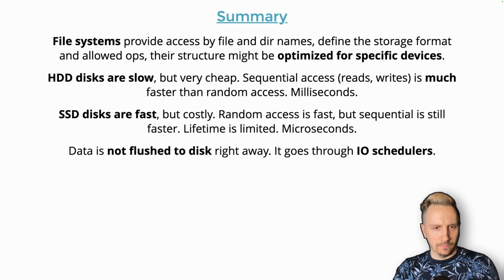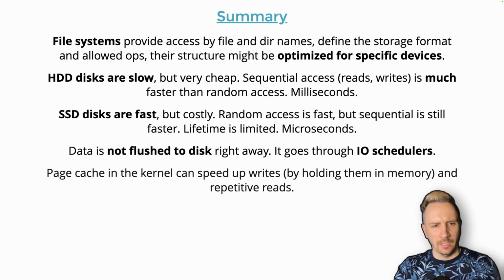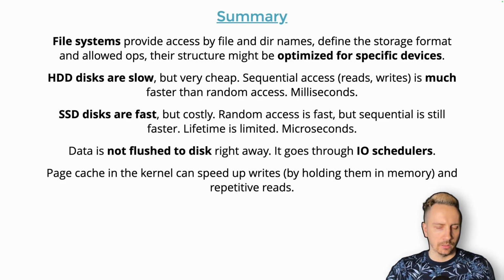Also, data is not flushed to disk right away. It will first go through IO schedulers, where it will spend a little bit of time until it reaches the disk. Page cache in the kernel is something that happens before schedulers. It will speed up writes for certain by just holding them in memory, and repetitive reads when you read the same data. Then it will be just consumed from the cache without using the disk.